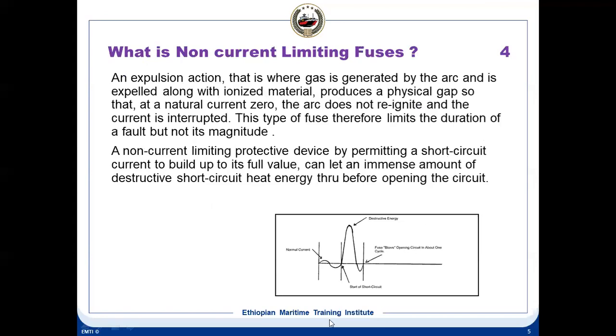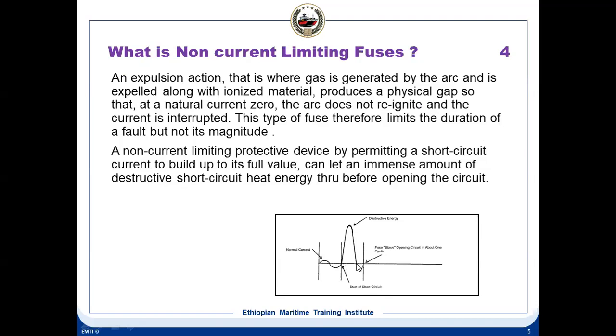You can see this diagram here. This is called an explosion type. Explosion means there are gases inside, and a gas is generated by the arc and is expelled along with the ionized material, producing a physical gap at natural current zero. Okay, this natural current zero is only in case of AC circuits. Suppose you see one cycle, how many natural current zeros? Two times. You see here, this is called natural current zero. Start from here, this is 0, this is also natural 0.